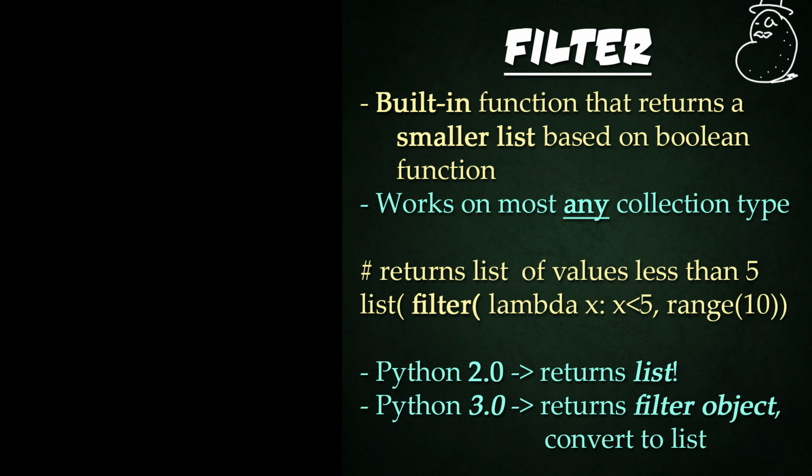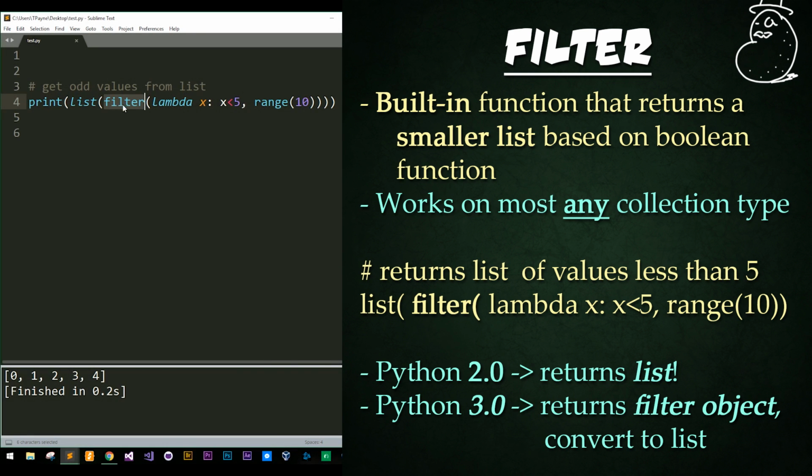Here's a simple example. We're just printing out a list of what is returned from filter, which is just going to take in a lambda function to compare if the value is less than 5 through a simple range list. And we returned values 0 through 4.